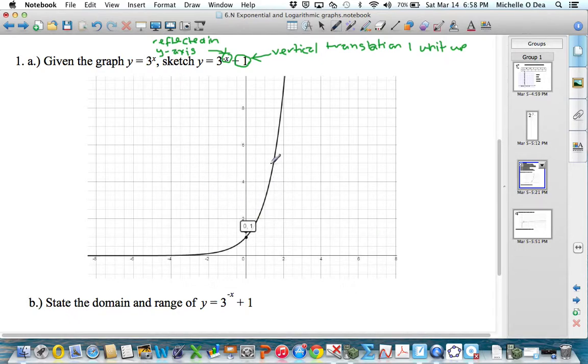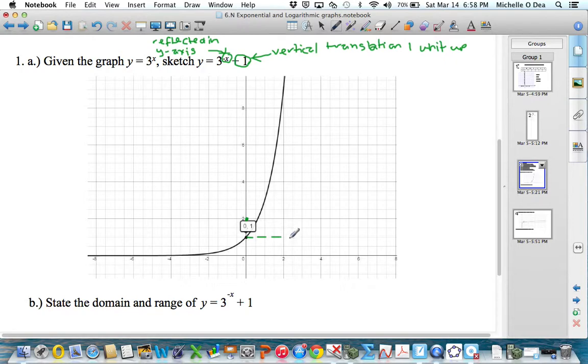But we want to add the 1, so we need to move everything up 1. So now my y-intercept is going to be at 2. And remember, currently the asymptote is on the x-axis, and so that's also going to get moved up 1. So that's going to actually now be at 1.